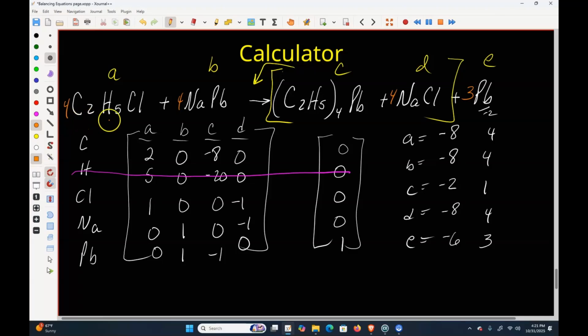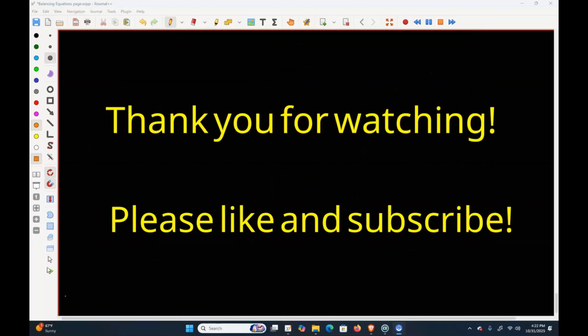So 8 carbons, 2 and 4 is 8 carbons, 20 hydrogens, 20 hydrogens, 4 Cls, 4 Cls, 4 NAs, 4 NAs, 4 PVs. I have 1 plus 3 is 4 PVs. So it's balanced. And there you have it.